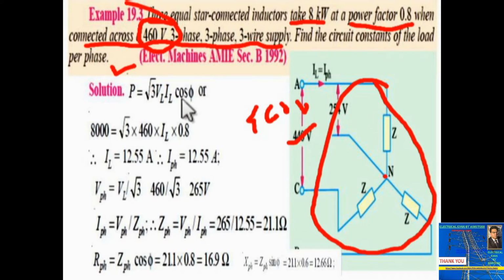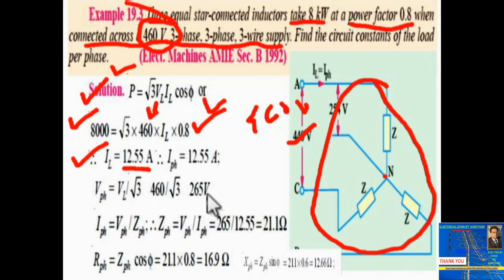So just use this formula. We are given the active power. We know the true power or active power P is equal to root 3 VL IL cos phi. Then put the value of active power, that is 8,000 watt or 8 kilowatt, root 3, the line voltage 460, into line current, the power factor 0.8, and then we get the value of line current, which is equal to 12.55 ampere.